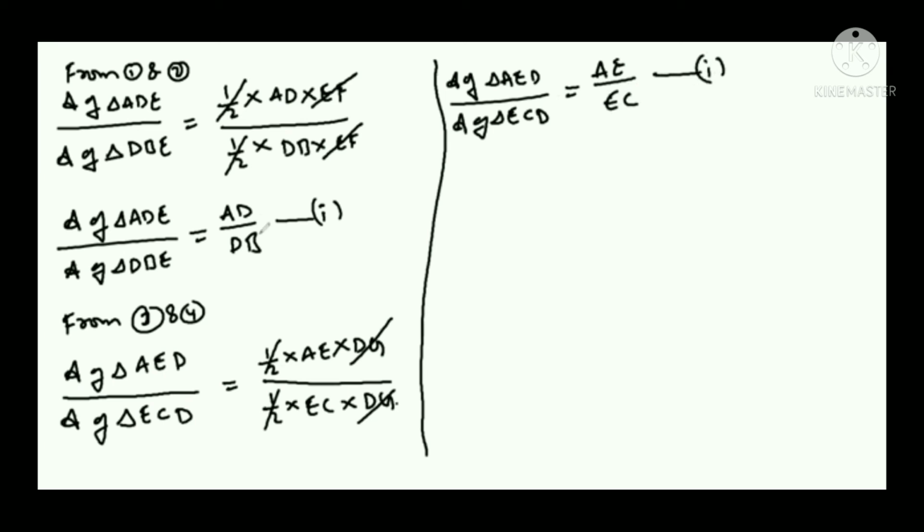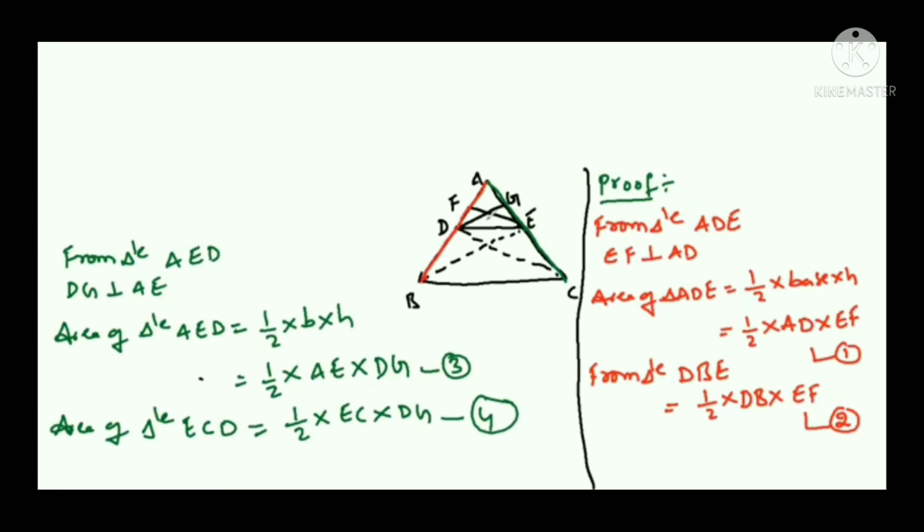But according to the figure, how can you take that AD divided by DB is equal to AE divided by EC? We didn't do any proof, so directly we cannot take it. So here what we can take: if two triangles are on the same base and between the same parallels, then the areas of the two triangles will be equal. This we learned in 9th class.